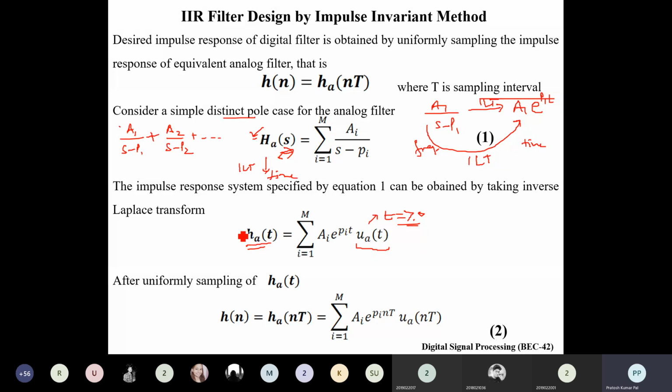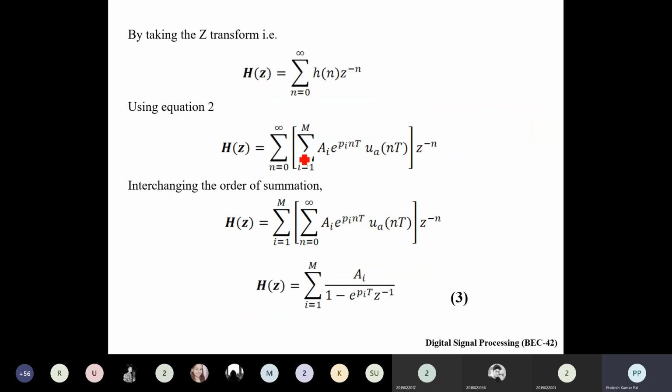After we have got the time domain function, we will convert it by sampling. In sampling, the t value will be replaced by nT, where n is an integer and T is the sampling time. Once we replace it, this will be the obtained equation, the sampled version.